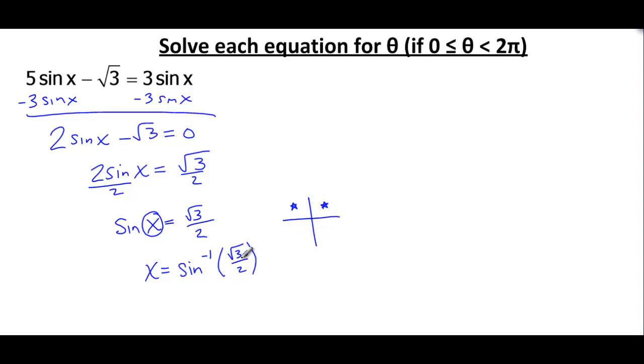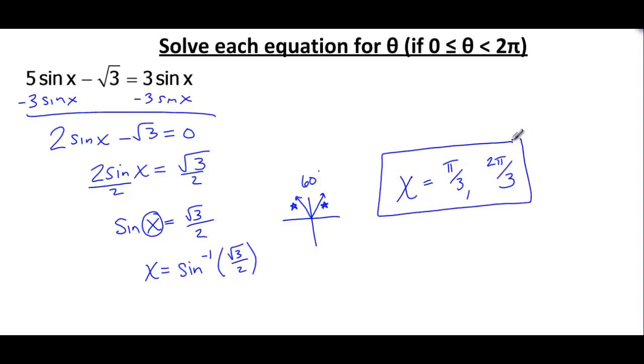Next thing I want to know is what reference angle has a y value of root 3 over 2? Well, that's our large number, so that's going to be our 60-degree family. So I'm looking at the 60-degree family in quadrant 1 and quadrant 2. And if you have those memorized, in quadrant 1, 60 degrees is pi over 3. In quadrant 2, it's 2 pi over 3. So those would be my 2 answers for x, or for my theta, my angle. Pi over 3 and 2 pi over 3.